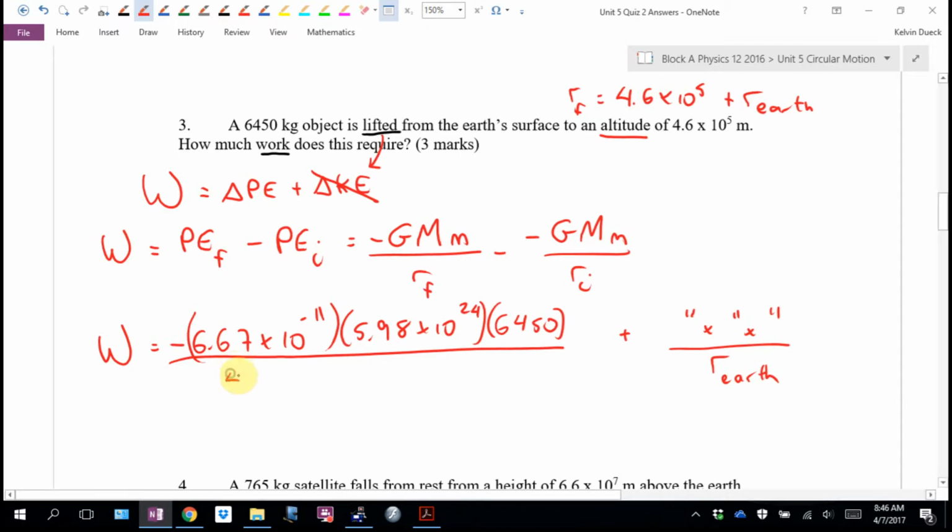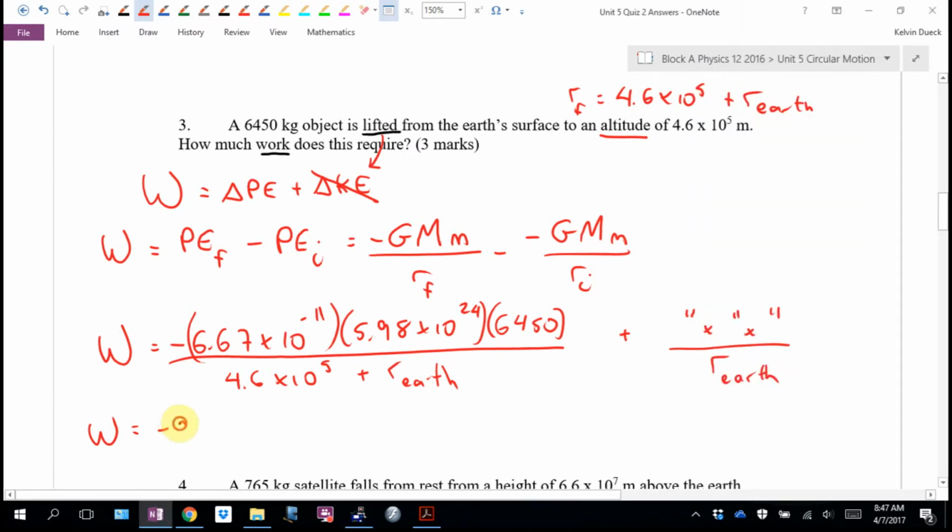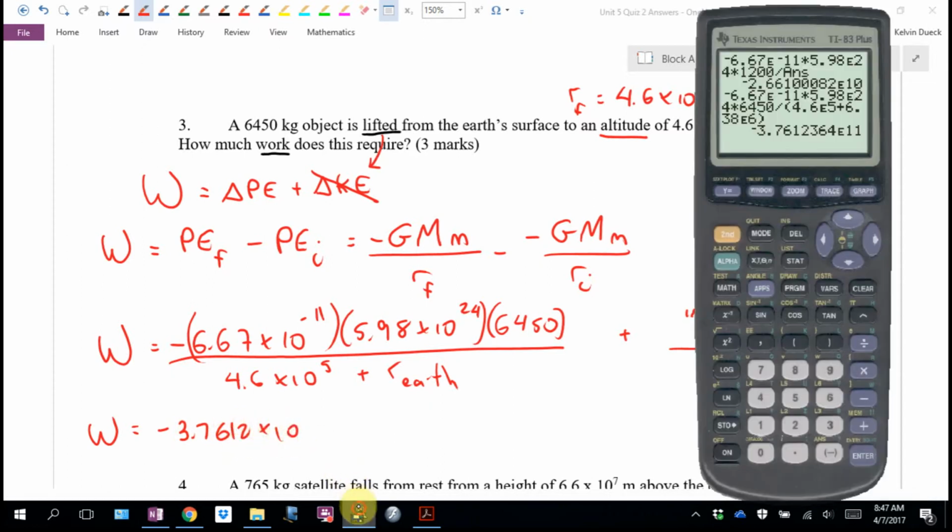So here it's going to be 4.6 times 10 to the 5th plus the radius of the Earth, 6.38 times 10 to the 6th. I'm going to do this in separate chunks. Negative 6.67 times 10 to the negative 11, times 5.98 times 10 to the 24th, times 6450, divided by bracket 4.6 times 10 to the 5th plus 6.38 times 10 to the 6th. Let me double check my typing. I think that's right. I'll carry some extra sig figs: negative 3.7612 times 10 to the 11th.